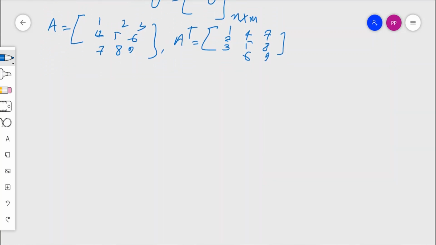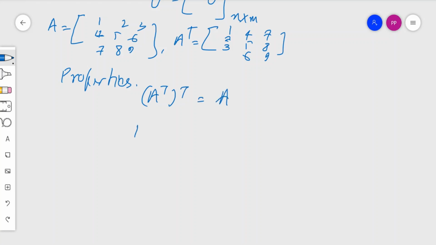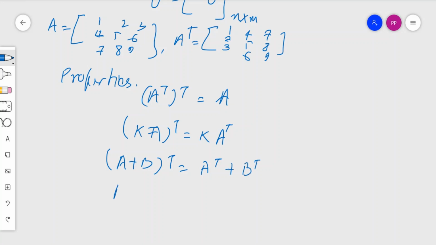Then come certain properties of transposition. A transpose, transposed again, becomes A. Then (kA) transpose equals k A transpose. This you can prove yourself; it is very easy to prove. Then (A plus B) transpose can easily be taken out as A transpose plus B transpose. One very important concept in transposition of the product of two matrices is that (A product B) whole transpose equals B transpose times A transpose. This you must remember.